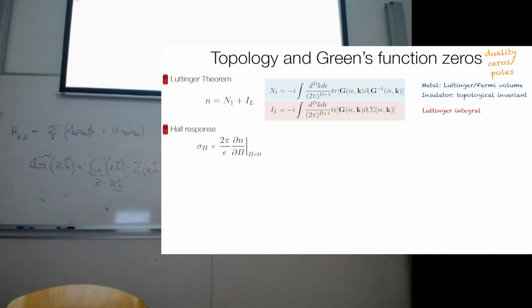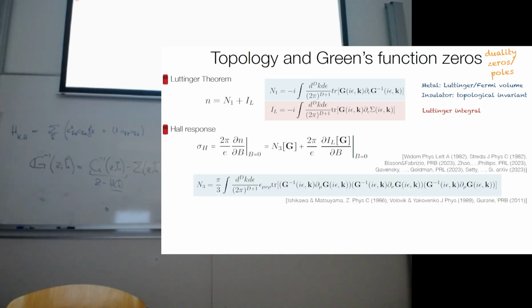Now let's go to the Hall response. The Hall response can be calculated in the simplest case just by using thermodynamics. That's the Widom-Streda formula, applicable to these insulators. If you add a magnetic field to your system, you calculate the density in the presence of a magnetic field, and you take the derivative with respect to magnetic field at B equals 0. And now you do this with these two terms.